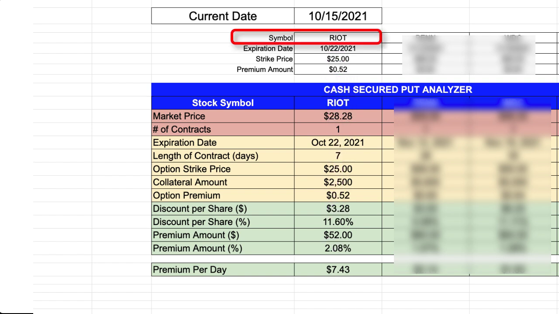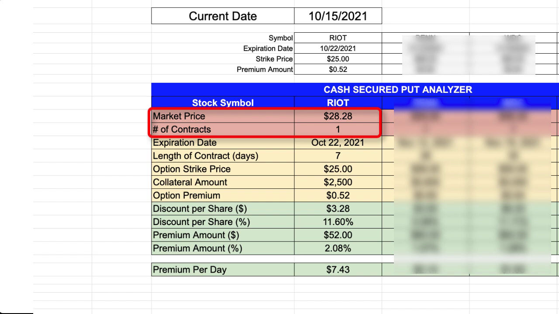So for this option trade, I input the symbol, RIOT, the October 22nd, 2021 expiration date, my strike price of $25, and the premium I received, which was 52 cents per share. Now on the expiration date, this stock closed at $28.28 per share. And with the October 22nd, 2021 expiration date, that made the length of my option contract 7 days.